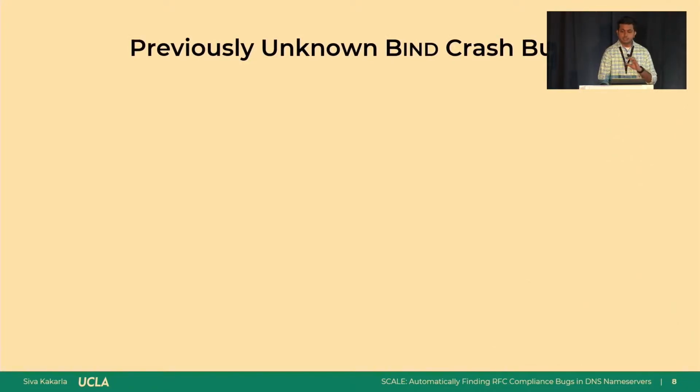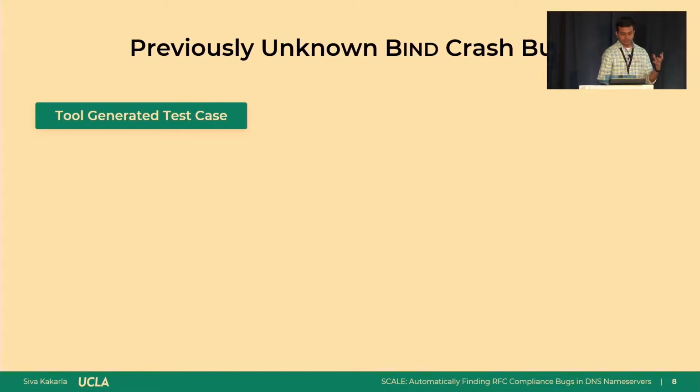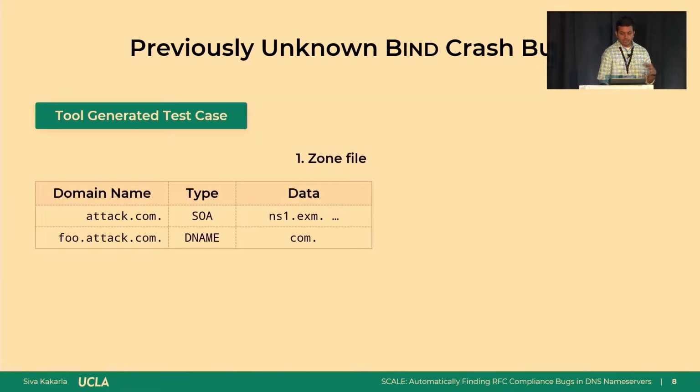This is a test case that was completely auto-generated by the tools. Each test has two components. The first one is a zone file, which is a collection of resource records that specify how a query should be handled. Records can be of many different types and have many kinds of dependencies among them. Zone files are highly structured objects with various syntactic and semantic well-formedness requirements.